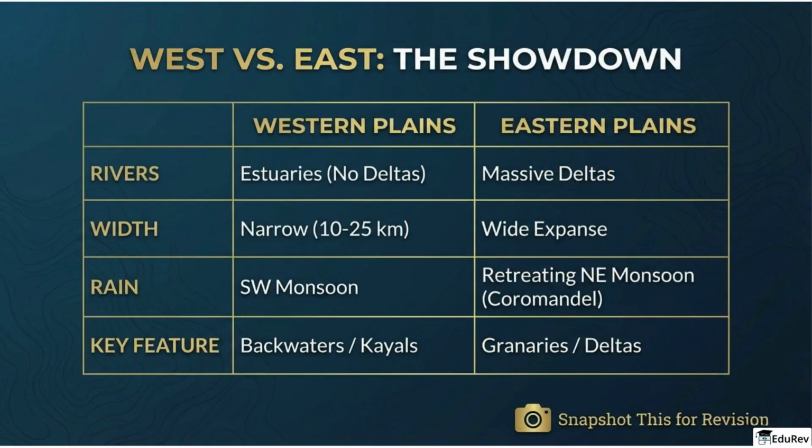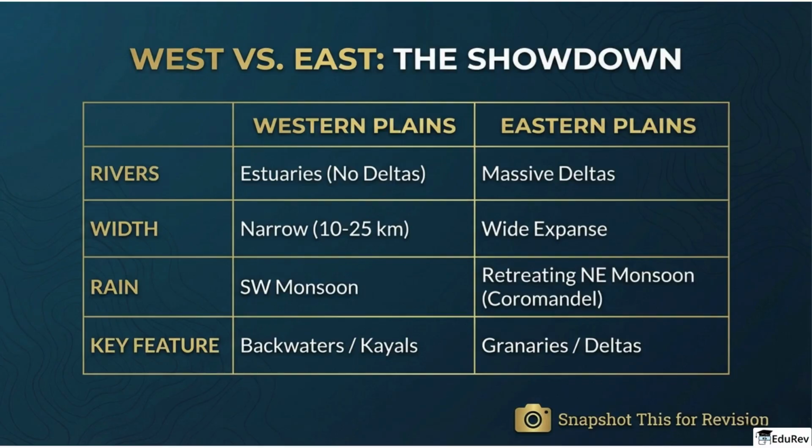Now compress everything. Western coastal plains: narrow, estuaries, steep gradient, SW monsoon, backwaters in Kerala. Eastern coastal plains: wide, massive deltas, gentle gradient, NE monsoon significant for Coromandel, major agricultural belts. If you can recall width, river type, and rainfall source, you can solve most coastal questions.